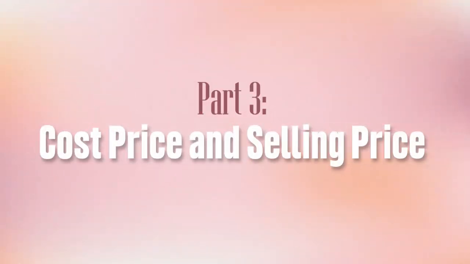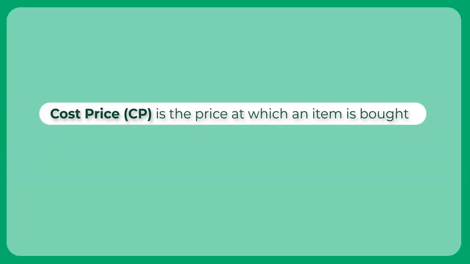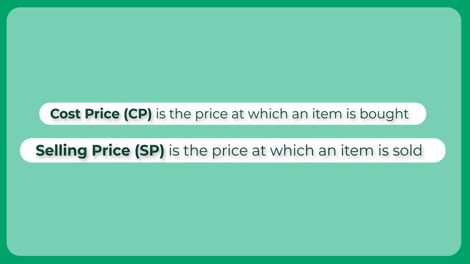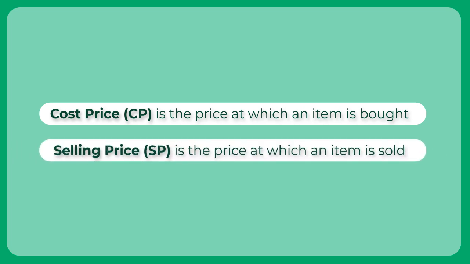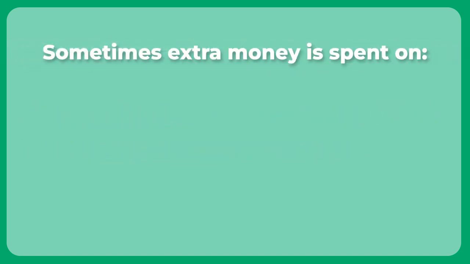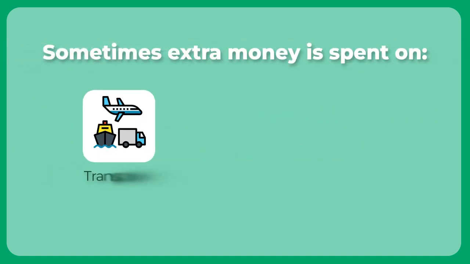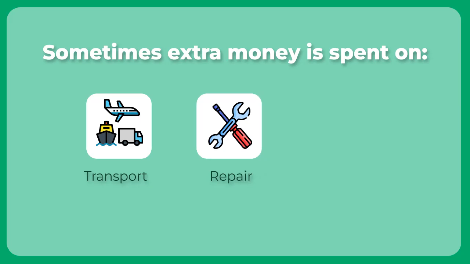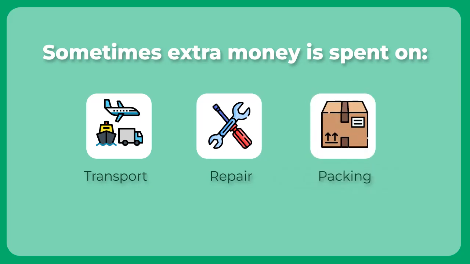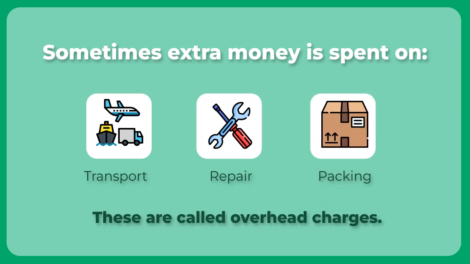Part 3. Cost price and selling price. Cost price, CP, is the price at which an item is bought. Selling price, SP, is the price at which an item is sold. Sometimes extra money is spent on transport, repair, or packing. These extra costs are called overhead charges.